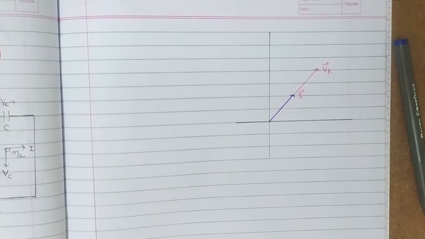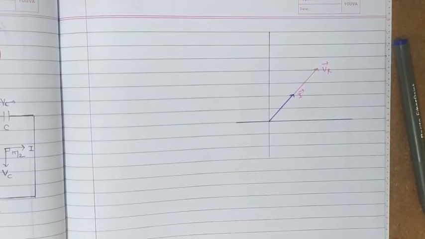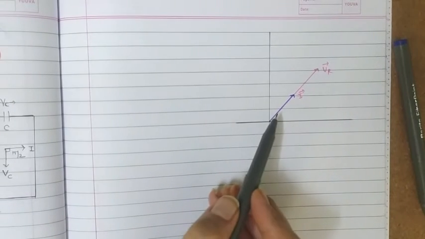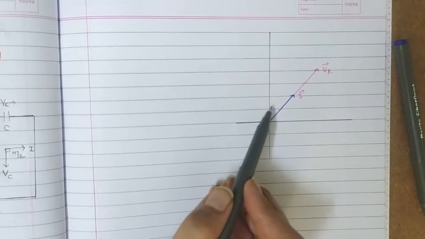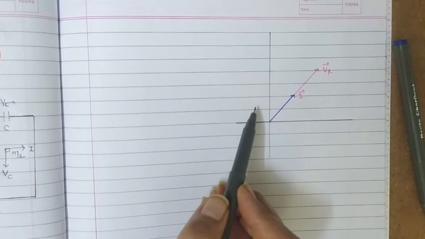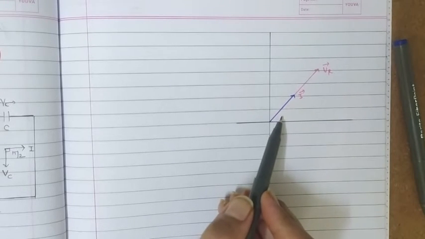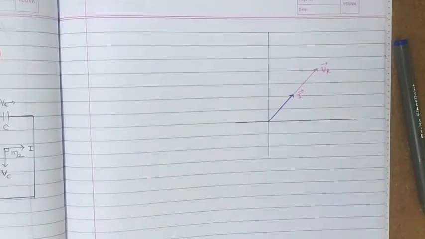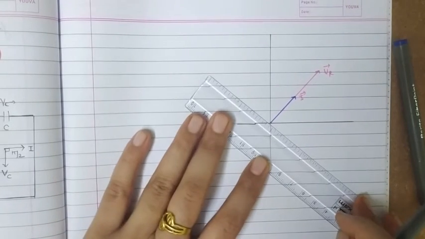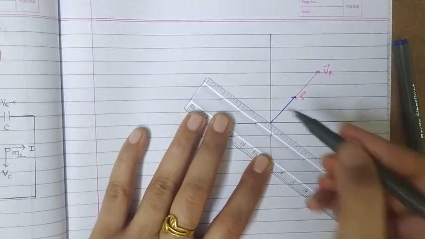Now we have to plot for inductor and capacitor. We know that the voltage across the inductor is ahead of current by pi by 2, which means we have to move pi by 2 anti-clockwise, and for capacitor the voltage lags behind the current by pi by 2, which means for capacitor we have to move pi by 2 clockwise. Okay, so the lines or the phases that we get are like this.